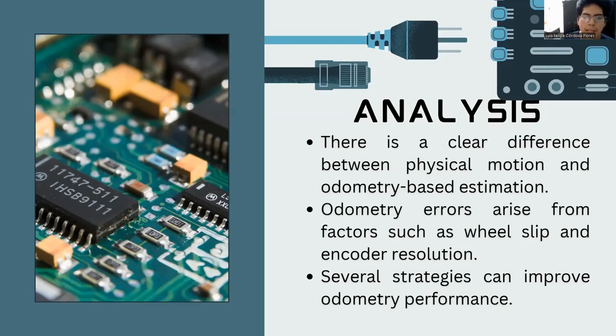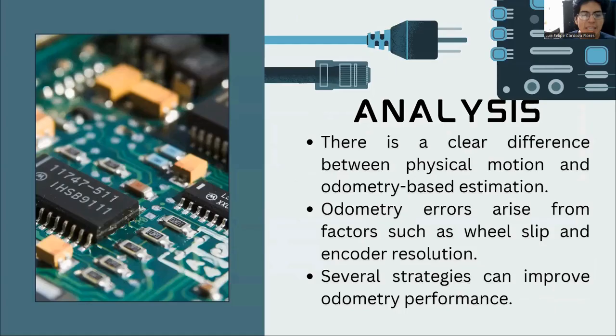And the last point is that several strategies can improve odometry performance. This can be improved by increasing mechanical precision, using smoothed motion strategies like gradual curves, and integrating additional sensors like an MPU 6050 to reduce odometry drift and improve pose estimation.